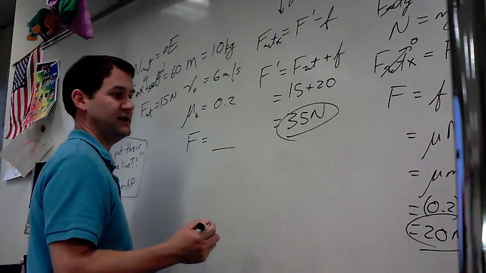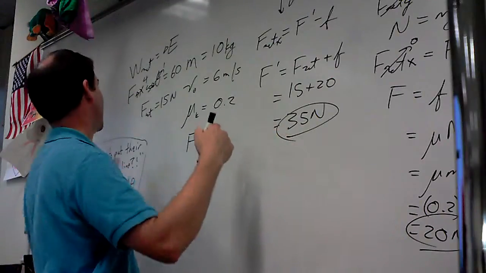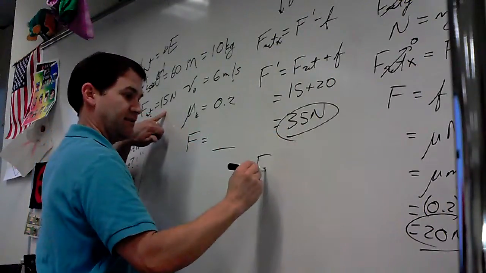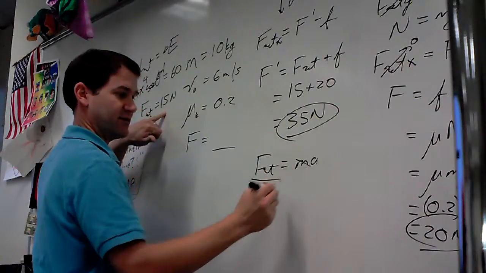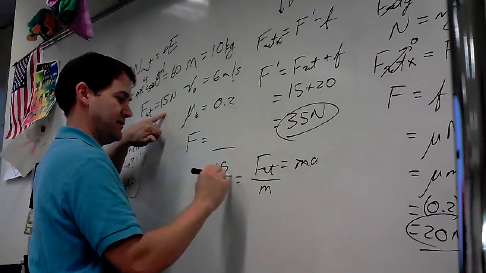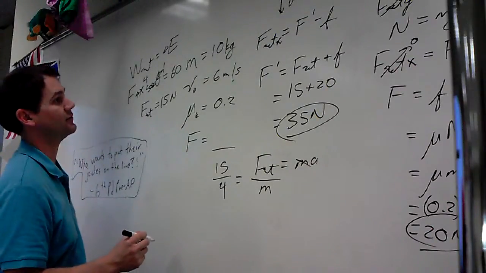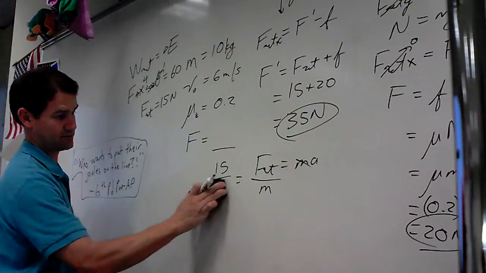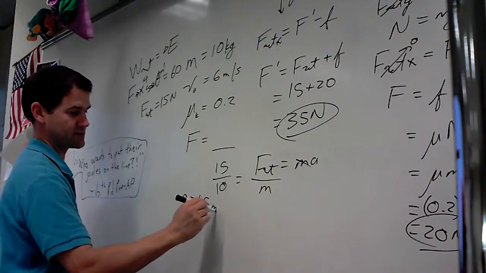And then to find C, the easiest way to find C is, well, if I just found that F net is 15, F net is ma, so a is F net over m, which is 15 over 4. Right? Not 4, 10. So a is 1.5 meters per second squared.